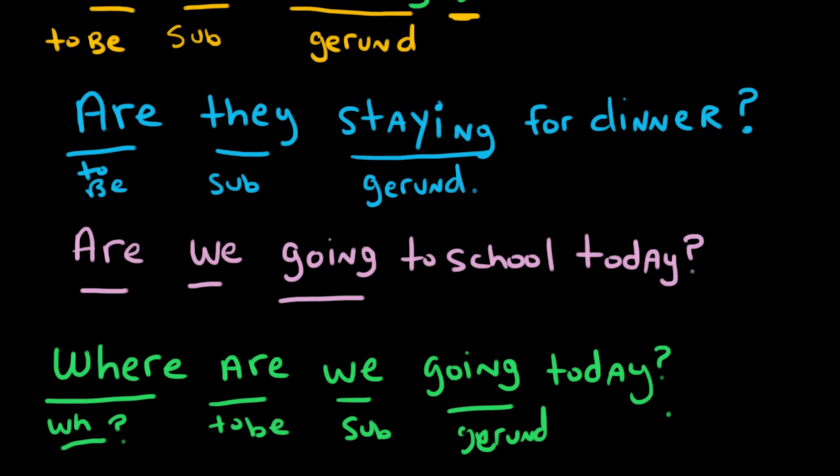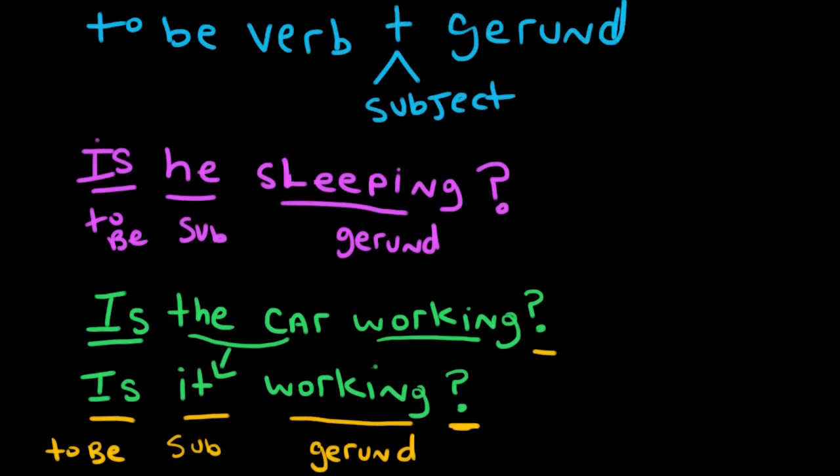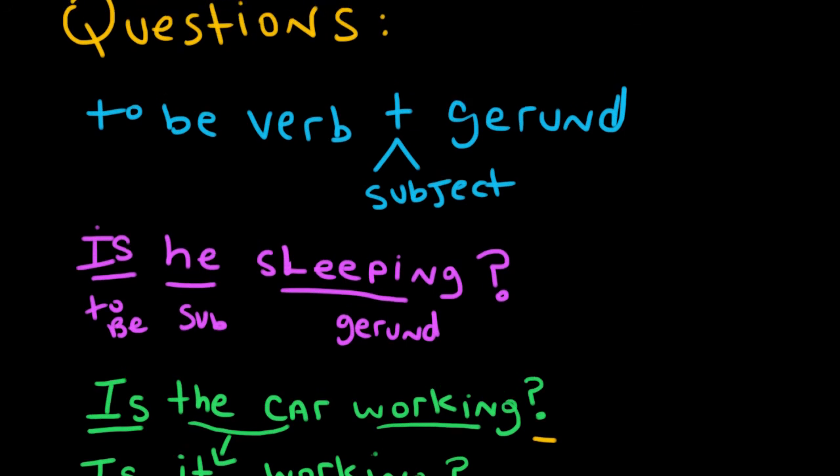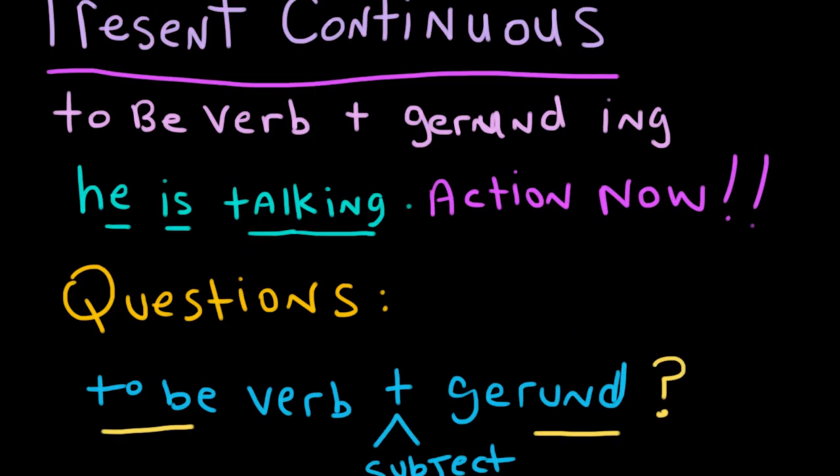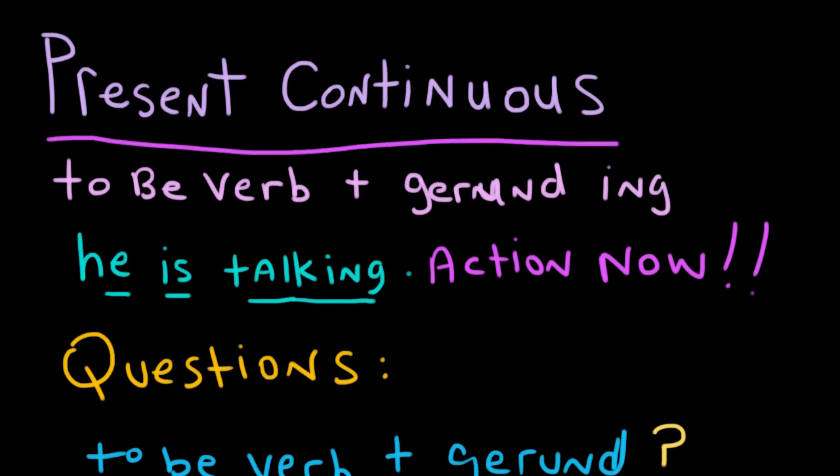So I hope this video has helped you to understand when we use the present continuous questions and how we make them. Don't forget that we make the present continuous questions with the to be verb plus the subject and then the gerund and the question mark. And that we use the present continuous to talk about actions happening now.